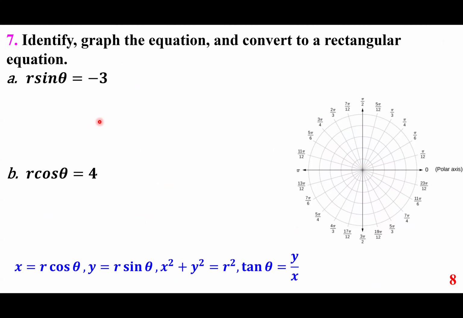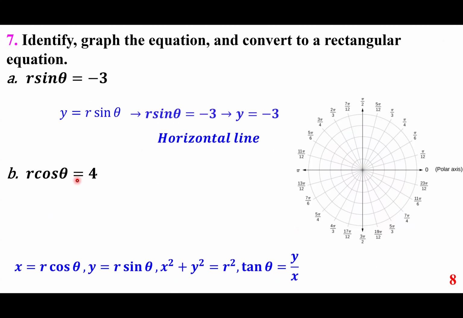R sine theta is -3, R cosine theta is +4. The two equations, we want to find them, and you may recognize them as a line because y equals R sine theta. That means R sine theta equals -3 and y equals -3. This makes it a horizontal line.